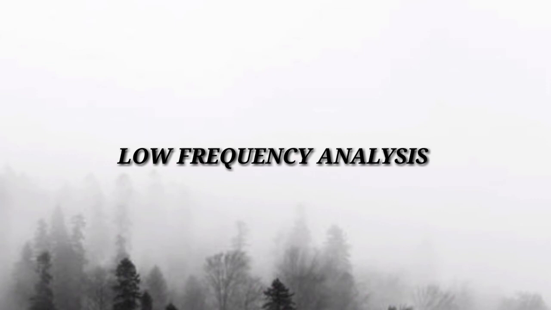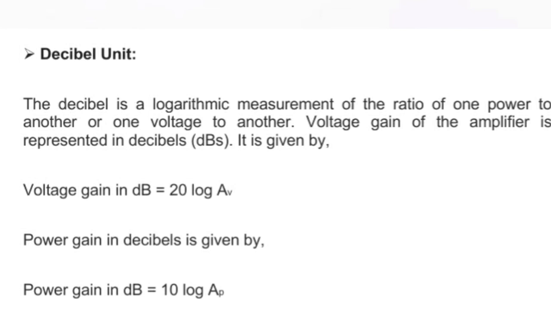Now, let us see the low frequency analysis of the amplifier to obtain the lower cutoff frequency. First, we must know what the unit for this is and how it is obtained. The voltage gain in decibels is represented as 20 log of AV, that is, the gain of the amplifier. The power gain in decibels is given by 10 log of AP, the power gain of the amplifier. Where AV is greater than 1, the gain is positive, and when AV is less than 1, the gain will be negative.